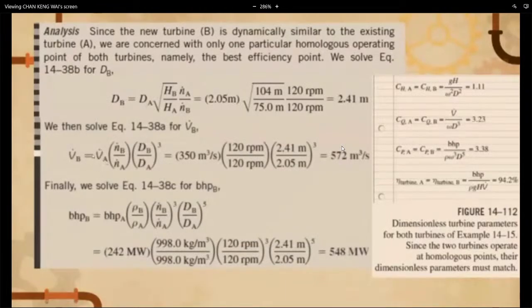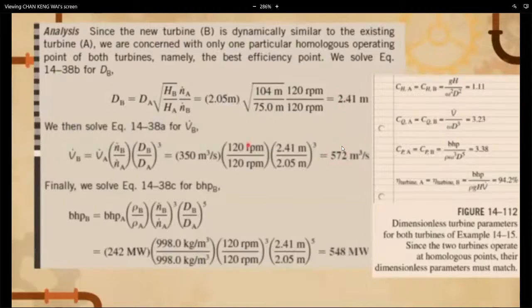And then we move on to the volumetric flow rate. Since we already know the volumetric flow rate for turbine A, 350, and the RPM is the same, and the diameter, we already have the data from the first calculation. Okay, so then we can find out the new volumetric flow rate, which is 572 meter cube per second.